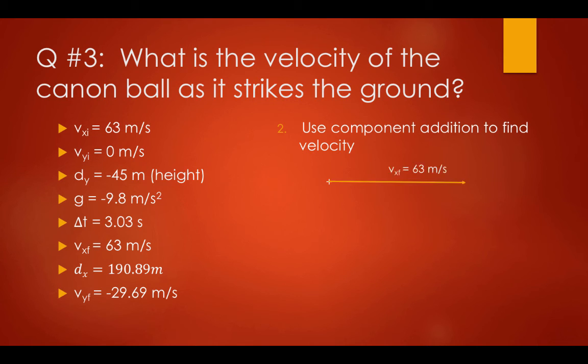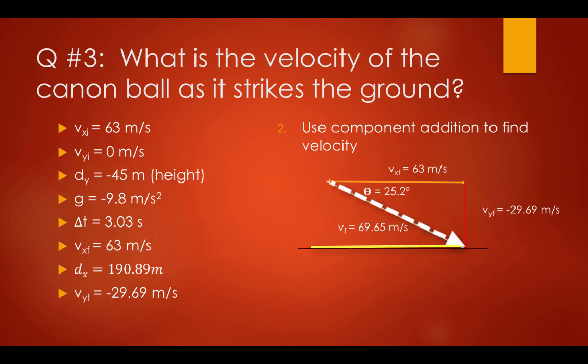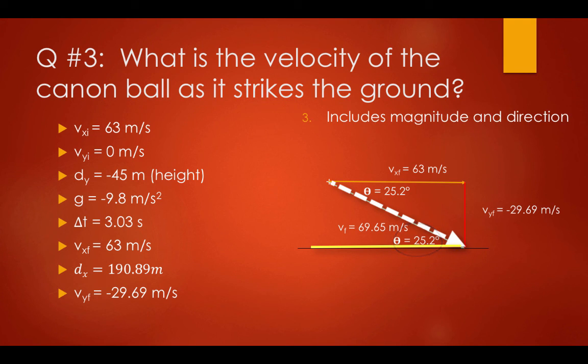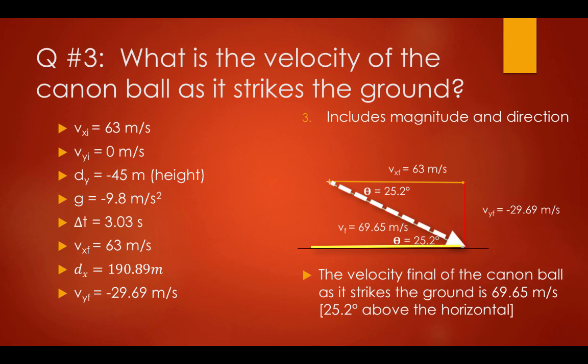Here's my origin. I will sketch velocity final in the x as 63, and I'll include velocity final in the y as negative 29.69. Using Pythagorean theorem, we can solve for the resultant velocity, vf, as 69.65 meters per second. Since it's velocity, we'll have to include direction. Using the tangent ratio, we can find that theta is 25.2 degrees. Now if we draw a line parallel to vxf, we can use the Z law to indicate that theta here is 25.2 degrees as well. Now we'll present our answer with magnitude and direction. The final velocity of the cannonball as it strikes the ground is 69.65 meters per second, 25.2 degrees below the horizontal.